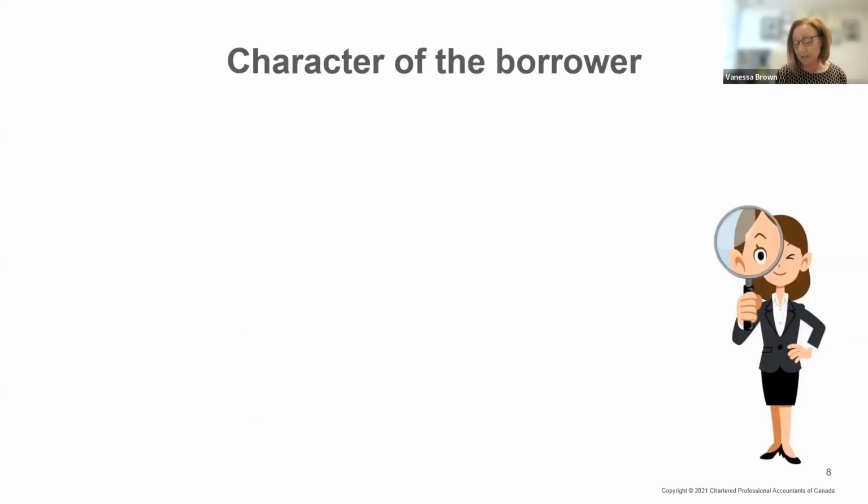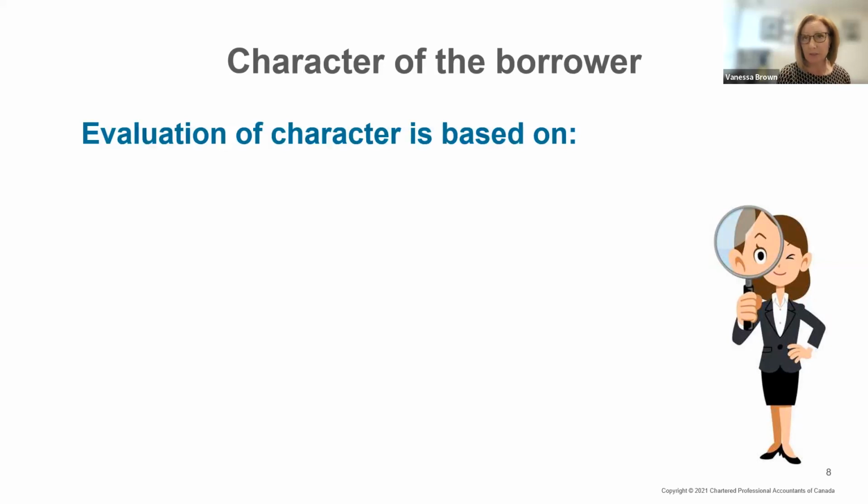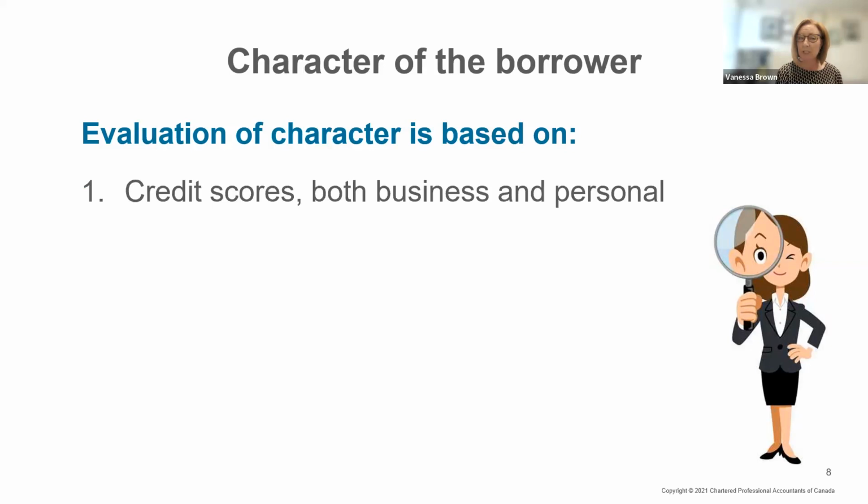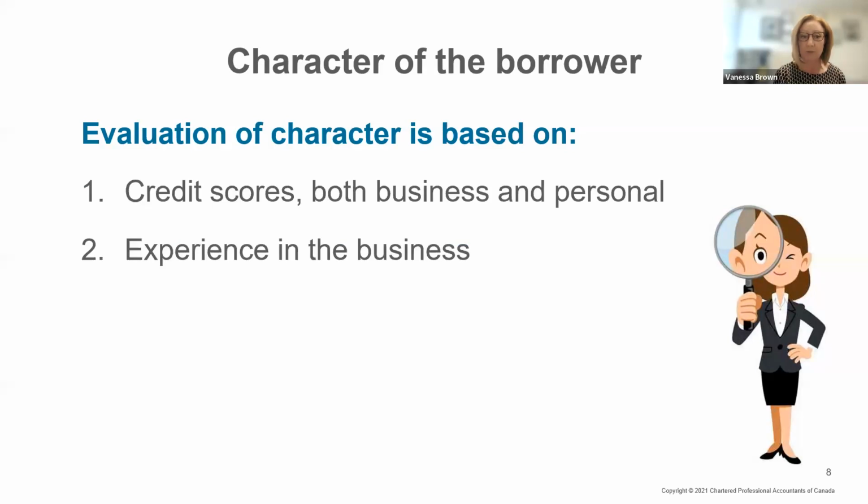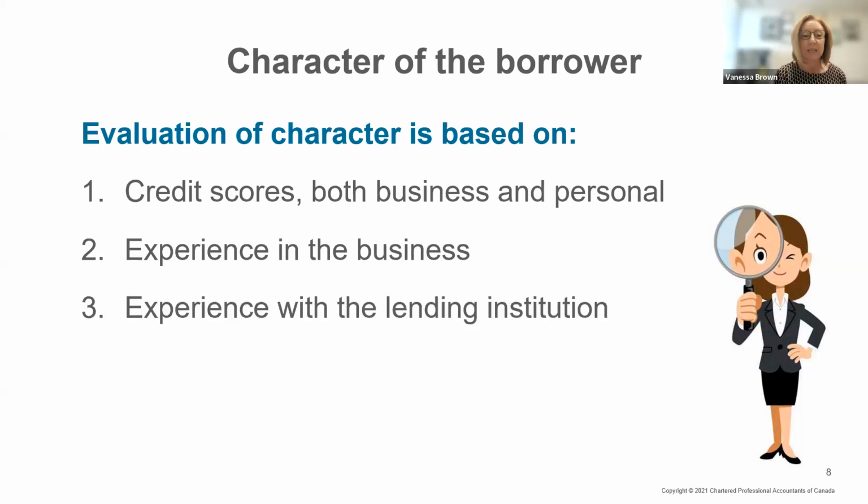So going back to the 5 C's of credit, the first one being character. Here's some more details on how they evaluate the character of the borrower. First, they look at your credit scores, both from previous business, if you've had one, and also your personal credit score. They'll ask and wonder about how experienced you are in the business of what it is that you're doing, what you're selling. They will ask about your experience with the lending institution.